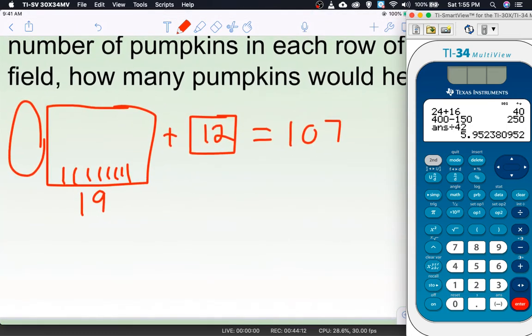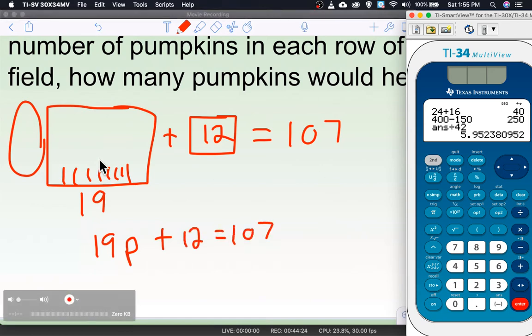I'm going to write myself a little equation. I'm going to say 19p plus 12 equals 107. I know that to find the area of a rectangle, you take length times width. To find how many pumpkins there are in the field, you take the number of rows times how many pumpkins are in each row. So 19p is how many pumpkins are in the large field, plus 12 pumpkins in the small field gives me a total of 107.